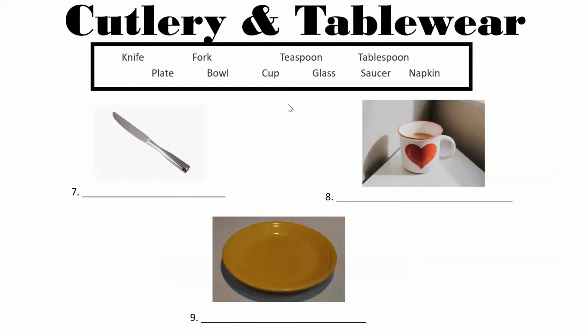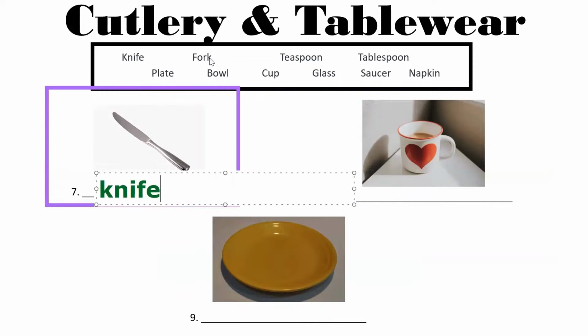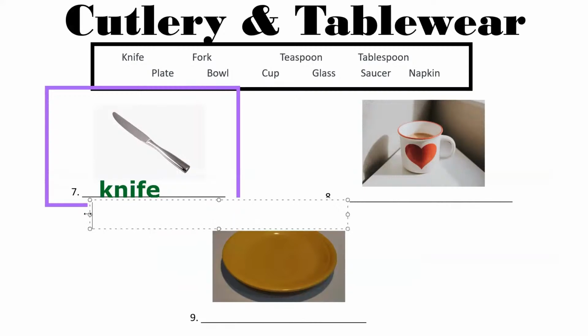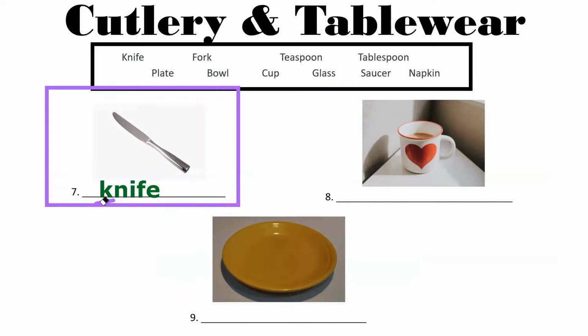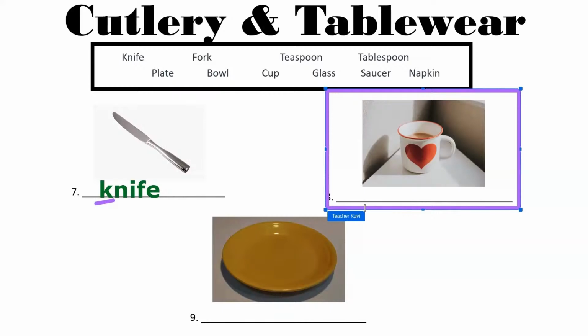Okay, so number 7, right at the top, right here, we call this a knife. Knife. Remember, the K is silent, so you don't really hear this K. It's almost like you're just saying knife. So please remember that with the pronunciation. Knife.